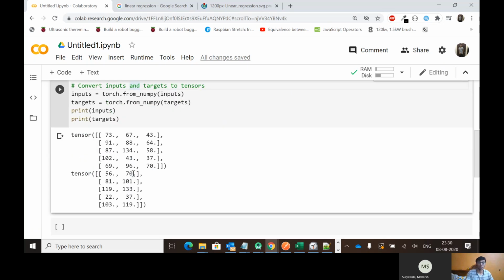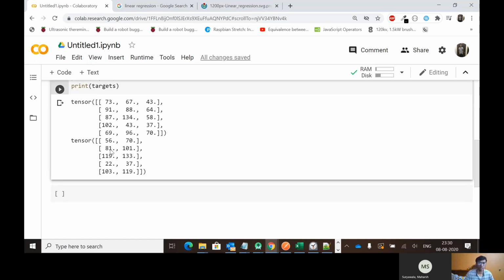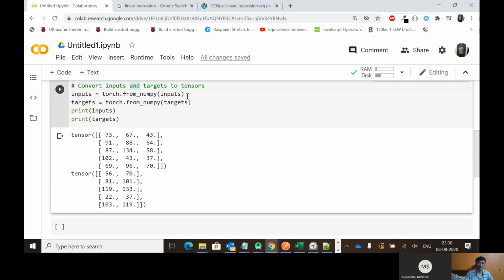There you go. I messed up in the above place where I had not written the NP array. That's why. Okay, so here we have converted the NumPy to TensorFlow. So there you go, like to tensors. Okay, so it's the same, but the formatting has been changed to tensor now.